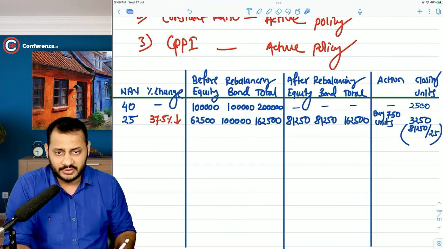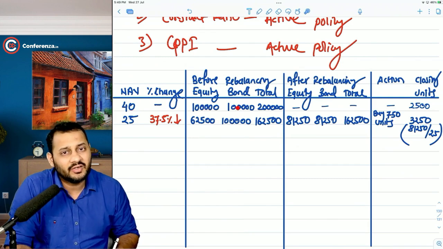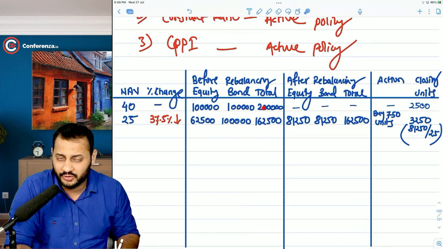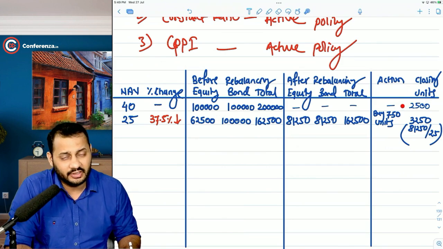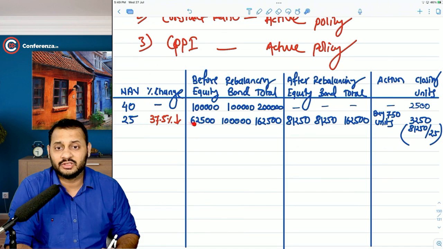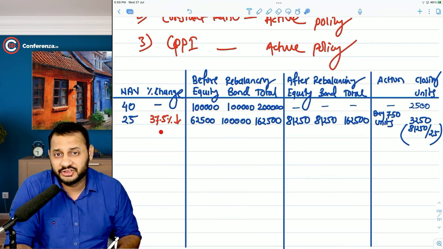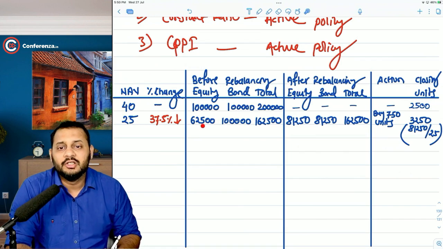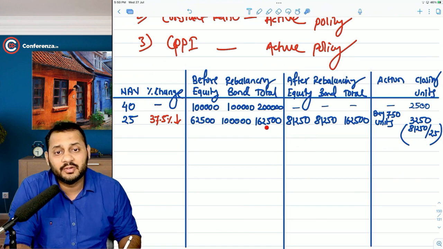Now I will just repeat the process. See, we started with this date, 40 was the NAV, 1 lakh was invested in the equity, 1 lakh was invested in the bond. Okay, 2 lakh was the total. And the total number of units that we purchased was 2500. This 2500 into 25 was the current value of the equity on the next NAV date. And we saw that the change in the NAV was more than 15%, and it triggered the rebalancing activity. 62,500 was the before rebalancing position, total was 1,62,500. According to the rebalancing plan, we should have 50% of this much in the equity. So the equity balance should be 81,250.